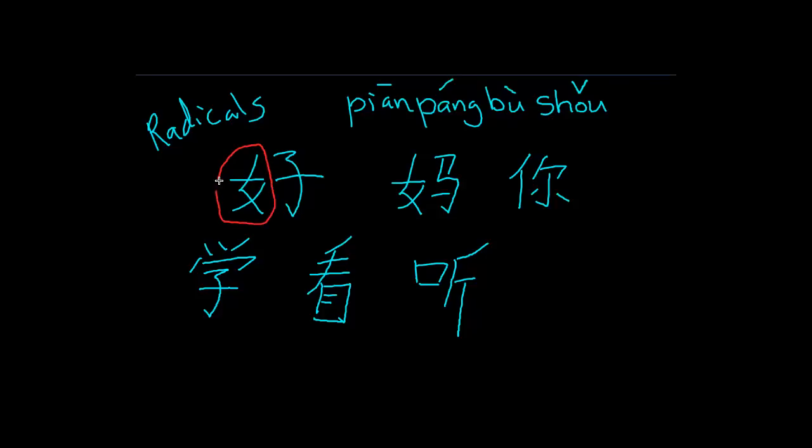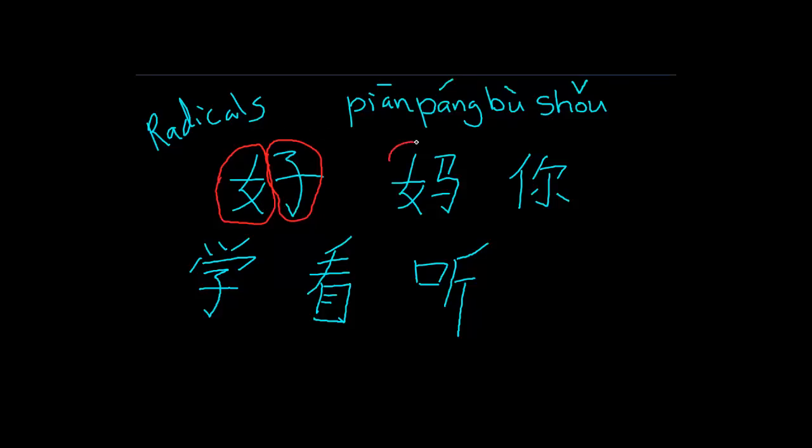Alright, two parts to this character. We have the left part, which is 女. 女 means female. 子 this is the radical for son. So a mother and a son, this was something that was very good. That's how it became the character for 好, something good.